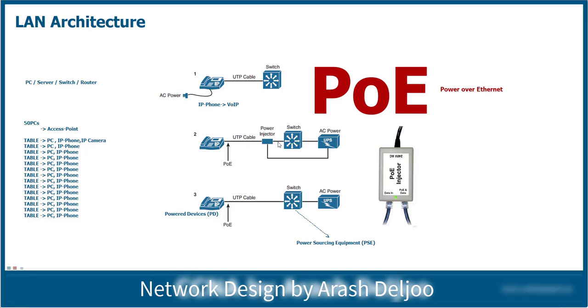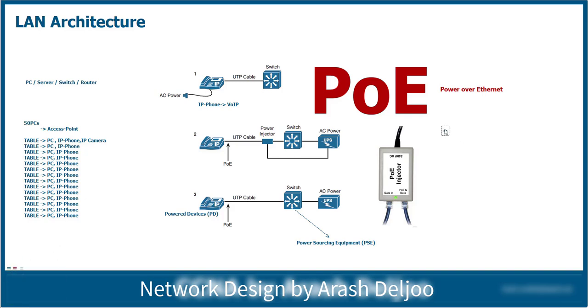Actually, when the traffic is going from the switch to, for example, the IP phone over the Ethernet cable, this power injector should inject the power into the UTP cable. And because of that, in one cable, we are receiving both power and also the data. This means that we don't need to install a new power outlet near the IP phone, near the access point, near, for example, the IP camera. Look at here, let me explain it.